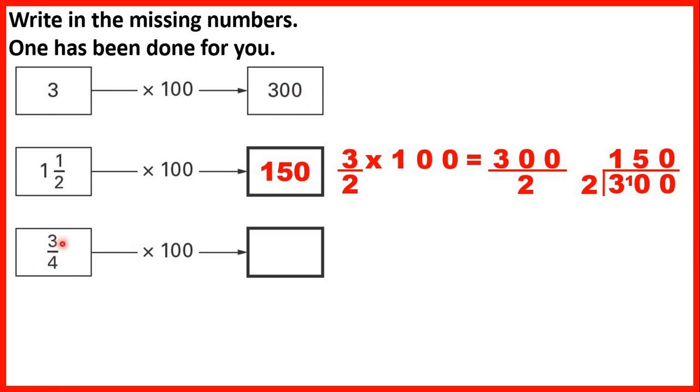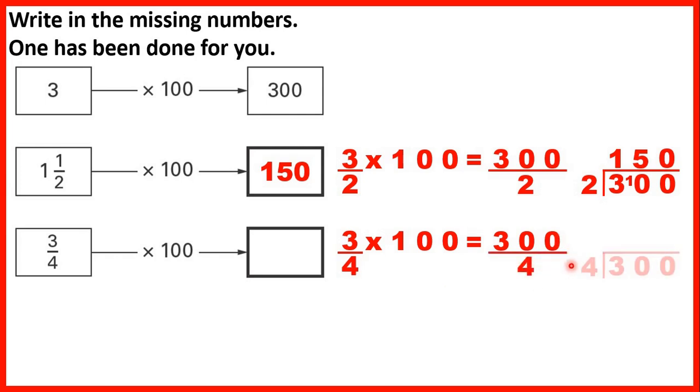So now, what is 3/4 times 100? Remember, we only multiply the numerator and the denominator stays the same. 3 times 100 is 300, the denominator is still 4, and then to turn it back into a whole number, we need to divide the numerator by the denominator, and 300 divided by 4 is 75, so that's our answer.